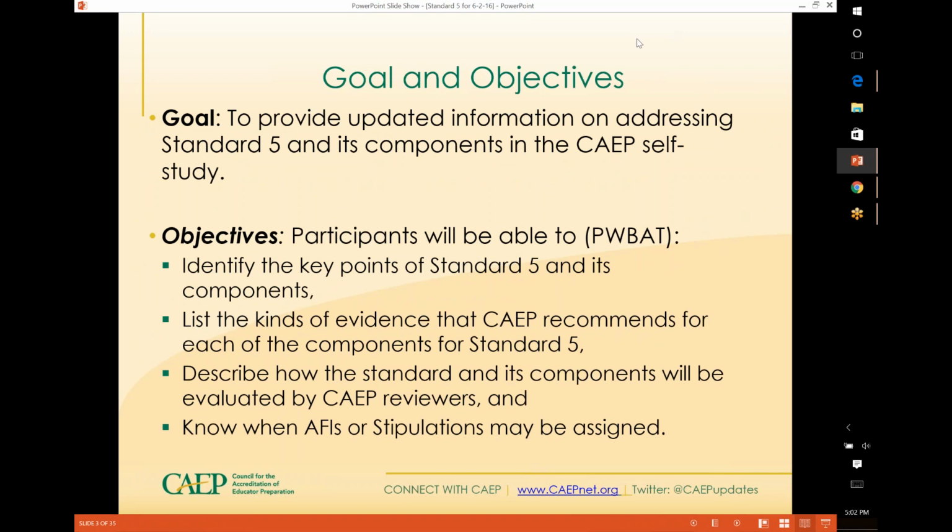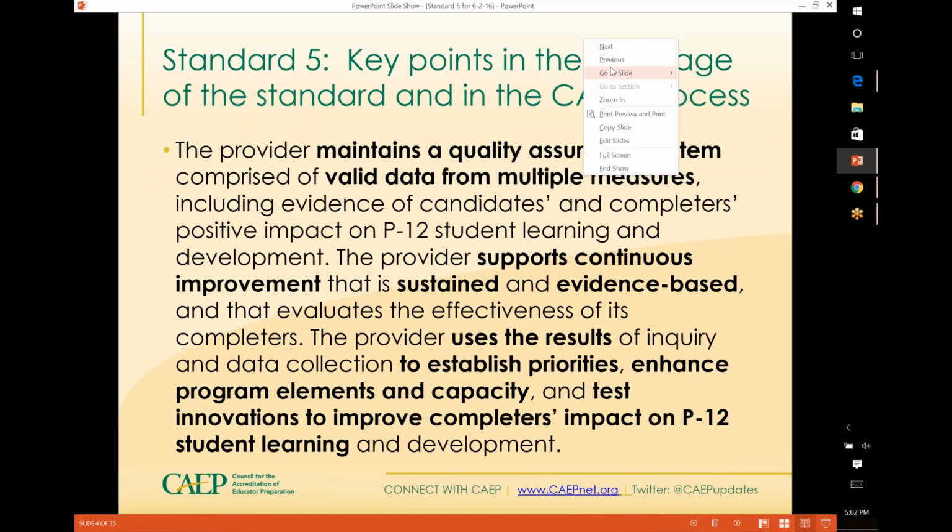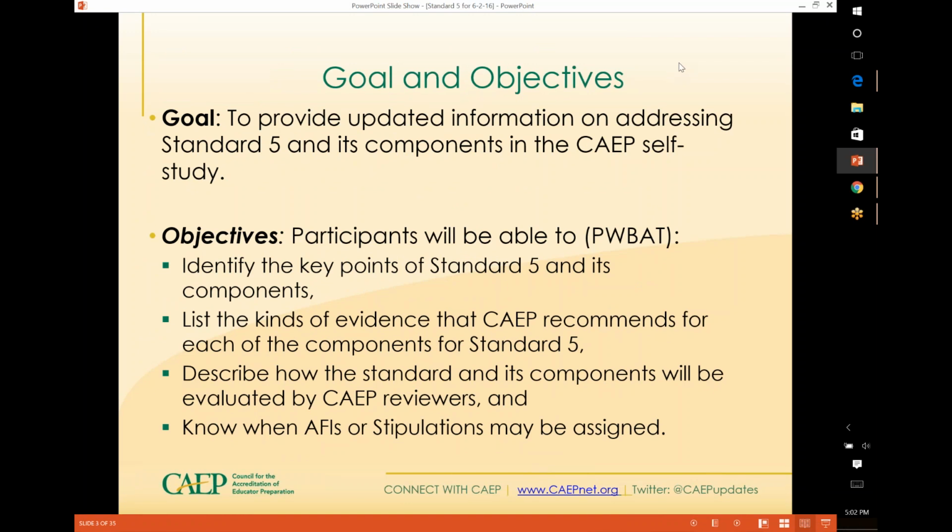What we are hoping to do today is provide updated information on addressing the CAEP standards, particularly Standard 5 and its components in the CAEP self-study. This is primarily geared for folks presenting a self-study that is a selected improvement pathway or a transformation initiative pathway. The inquiry brief handles its approach to CAEP Standard 5 in a slightly different manner, and I won't be addressing that exclusively today. If there are questions about it, please raise them during the PowerPoint.